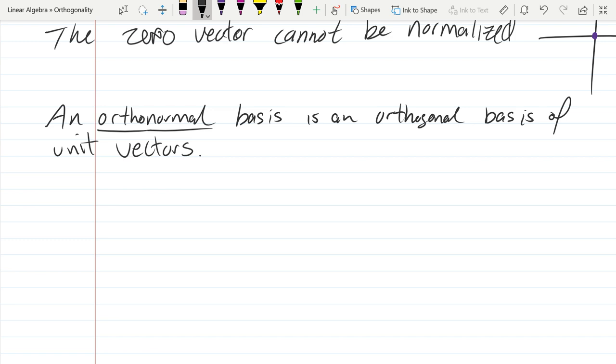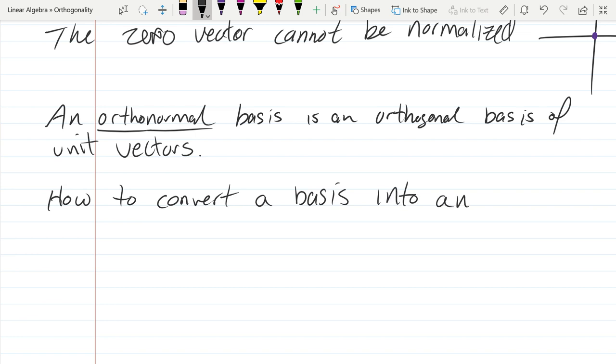We also saw that automatically a set of orthogonal vectors has to be independent. So we saw that already. We proved that. All right, so this is how to convert a basis into an orthonormal basis.